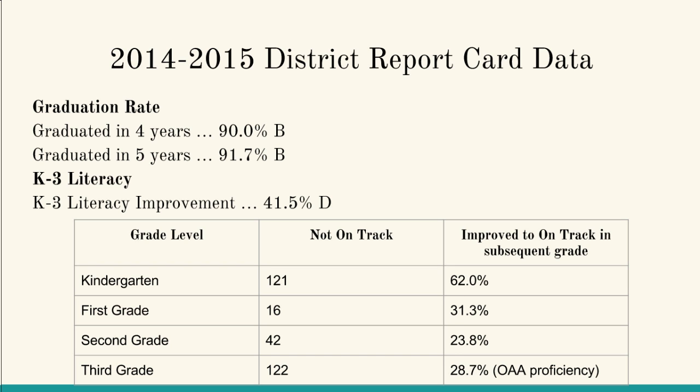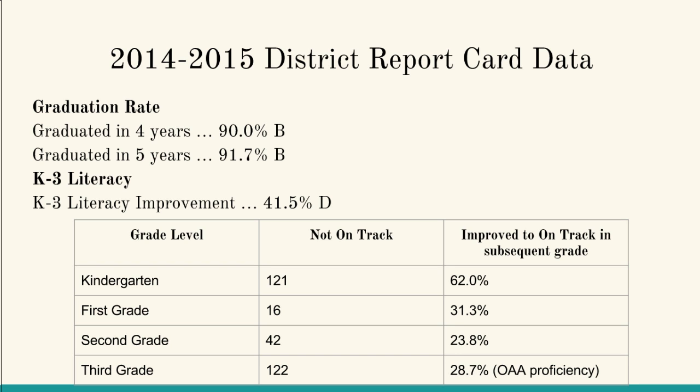The K-3 literacy component answers the question, are more students learning to read in K through 3rd grade? When looking at this data, we can see that 121 kindergartners were not on track, but 62% of them improved to on track in 1st grade. 16 first graders were not on track, but 31.3% improved to on track in 2nd grade. 42 second graders were not on track, but 23.8% improved to on track in 3rd grade.